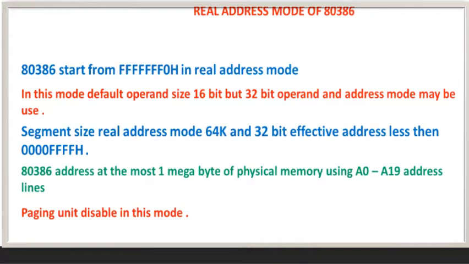All the instructions of the 80386 are available in this mode except protected address mode instructions. In this mode, the operand size is 16 bits by default. The 32-bit operands and addressing modes can be used with the help of an override prefix. In this mode, the segment size is 64 kilobytes. During real addressing mode, the 80386 can address up to 1 megabyte of physical memory using address lines A19 to A0.